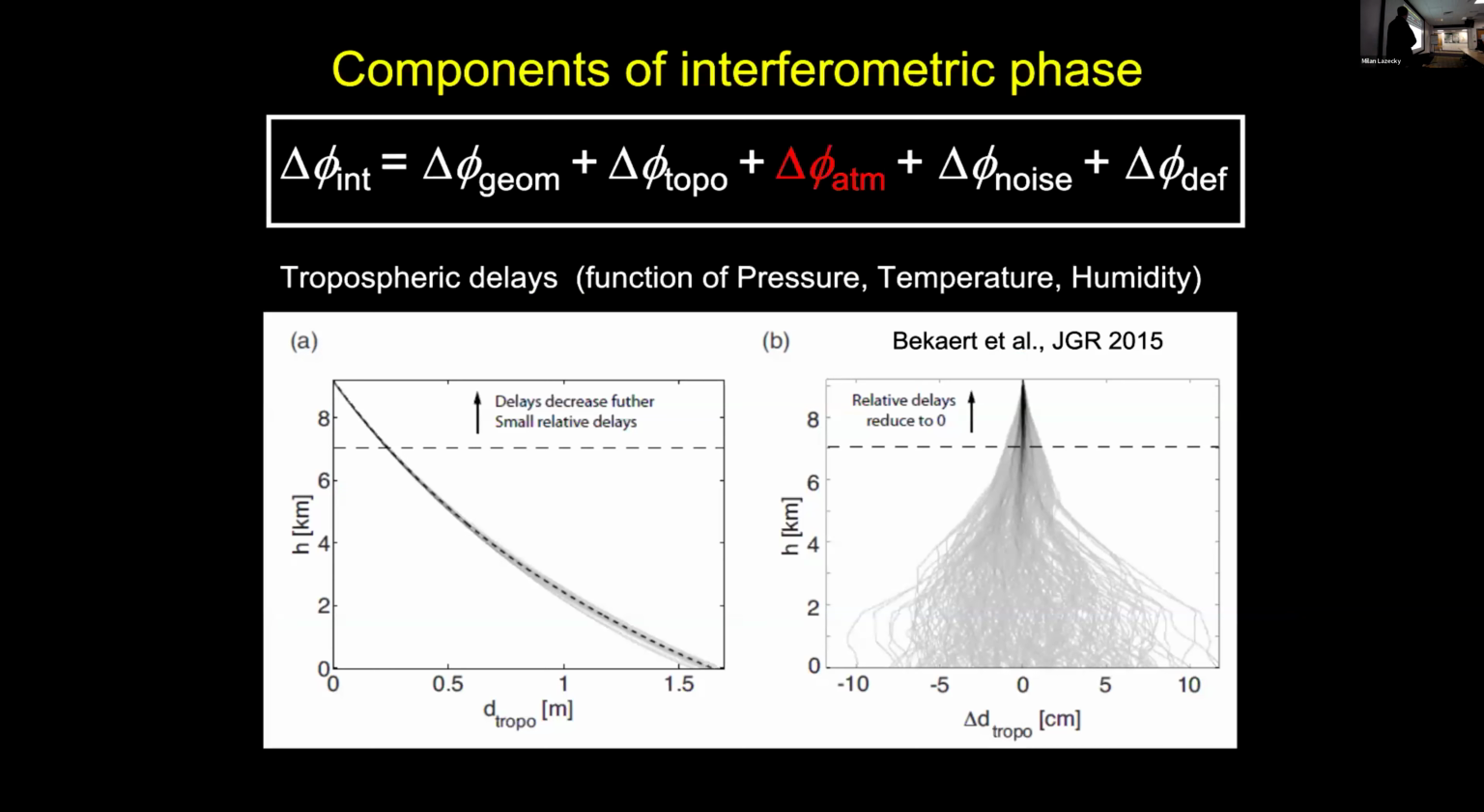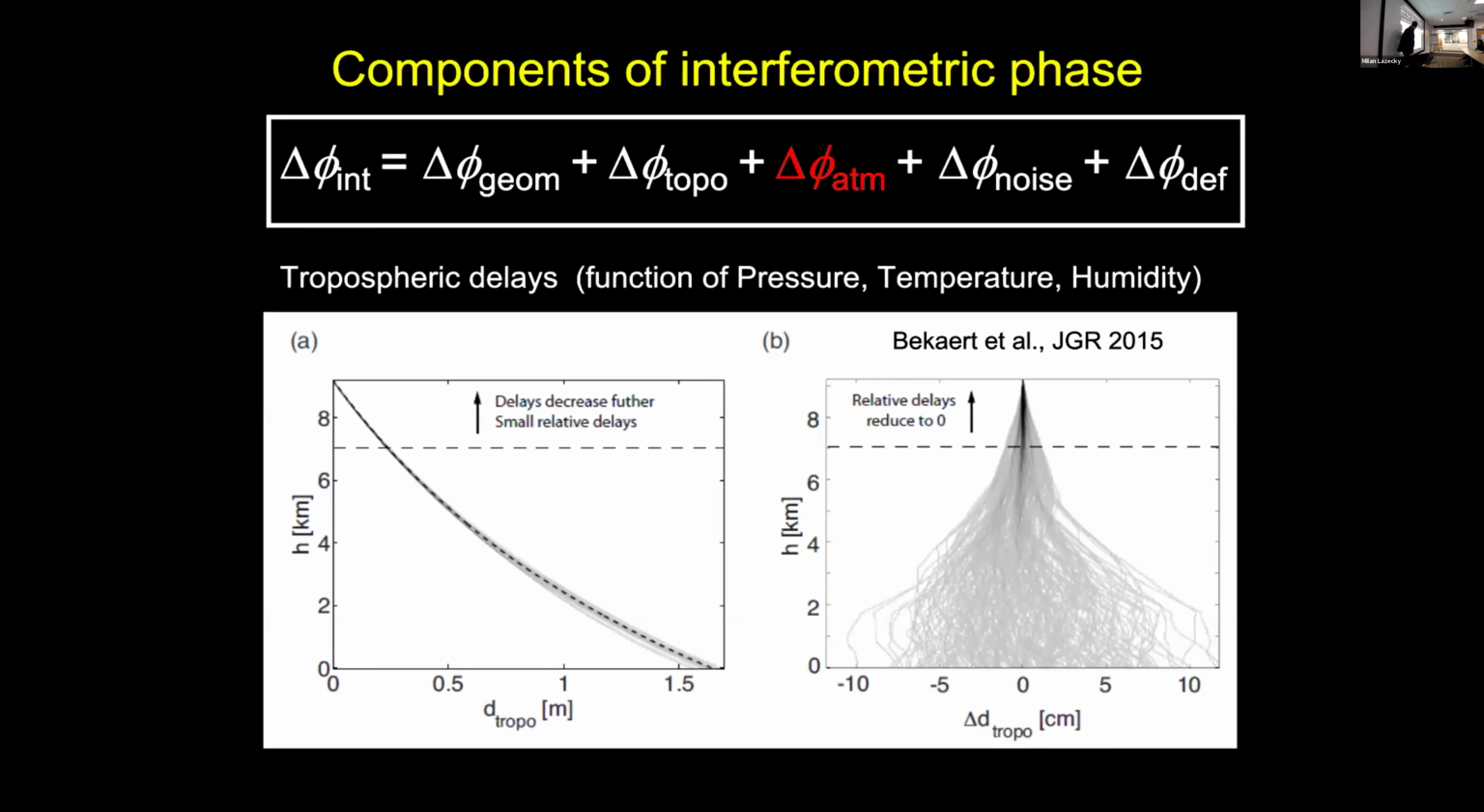So this is a nice figure from a paper by David Beckart from 2015. What he looked at was data from weather balloons. So what you can do is track the pressure, the temperature, and the humidity as a function of elevation, and then use that to calculate the amount of delay there is in an individual interferogram or on that individual date. So you can see actually the atmosphere. This is from Mexico, I think.